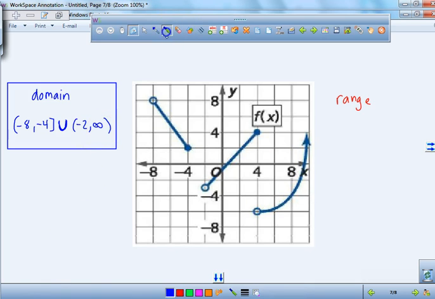When we are writing the range, we're looking at how far down, how low does it go, and how high up does it go. So this is the most important part for the range. Because technically, no matter what, this is going to continue to go up.